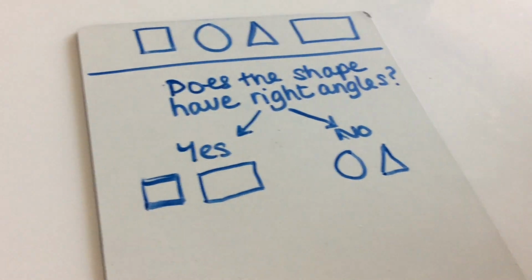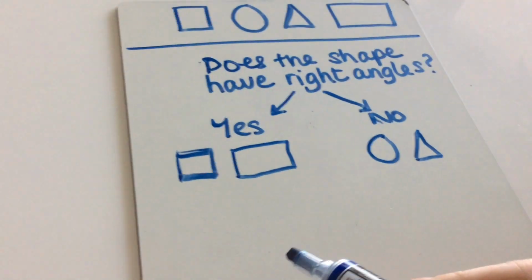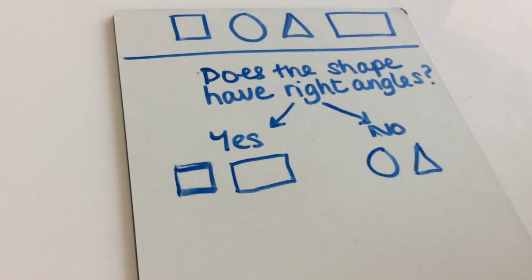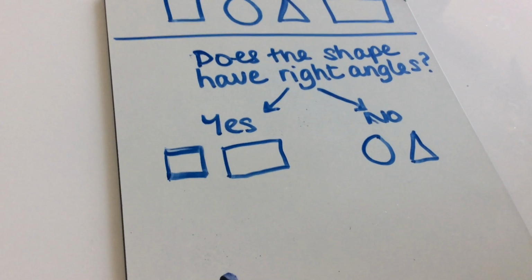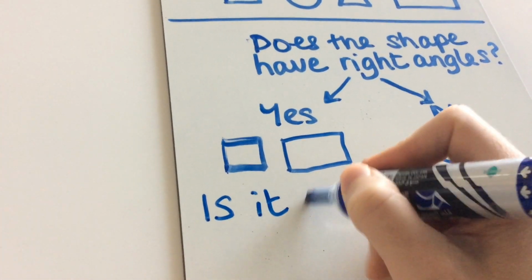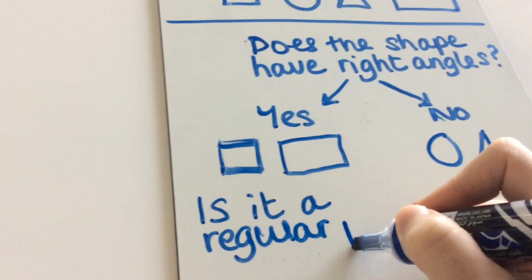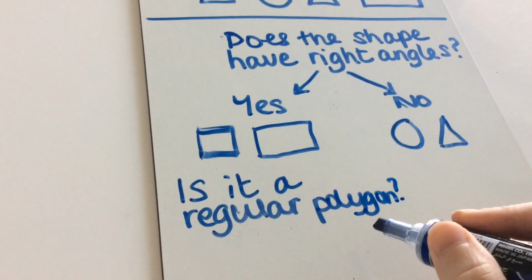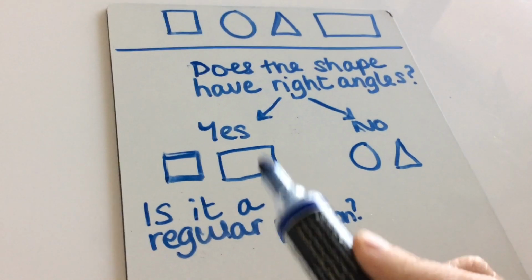Okay, now let's ask another question here. Now I'm going to use that lovely word polygon, which we've been introduced to this week. I'm going to talk about regular and irregular because we've talked about that, and I know that one of these shapes is regular and one is irregular. So I'm going to say, is it a regular polygon? Okay. You can't ask, is it regular or irregular? Because the answer has to be yes or no.